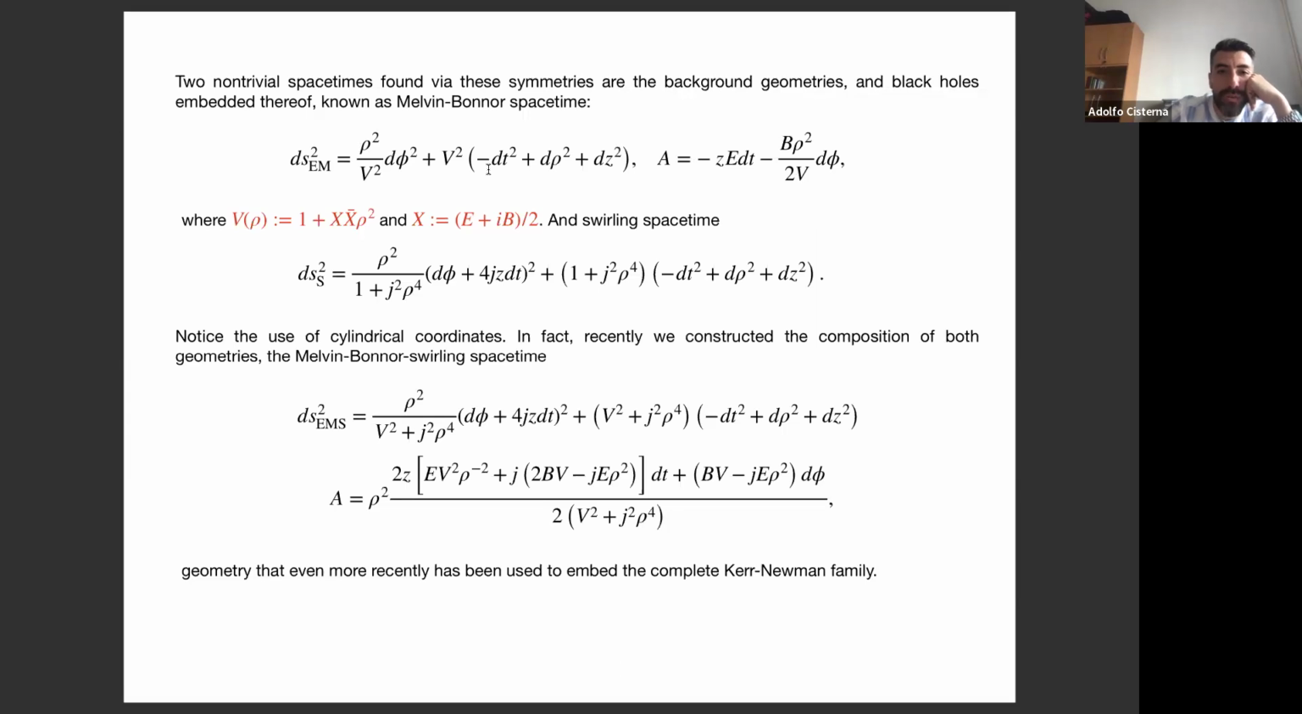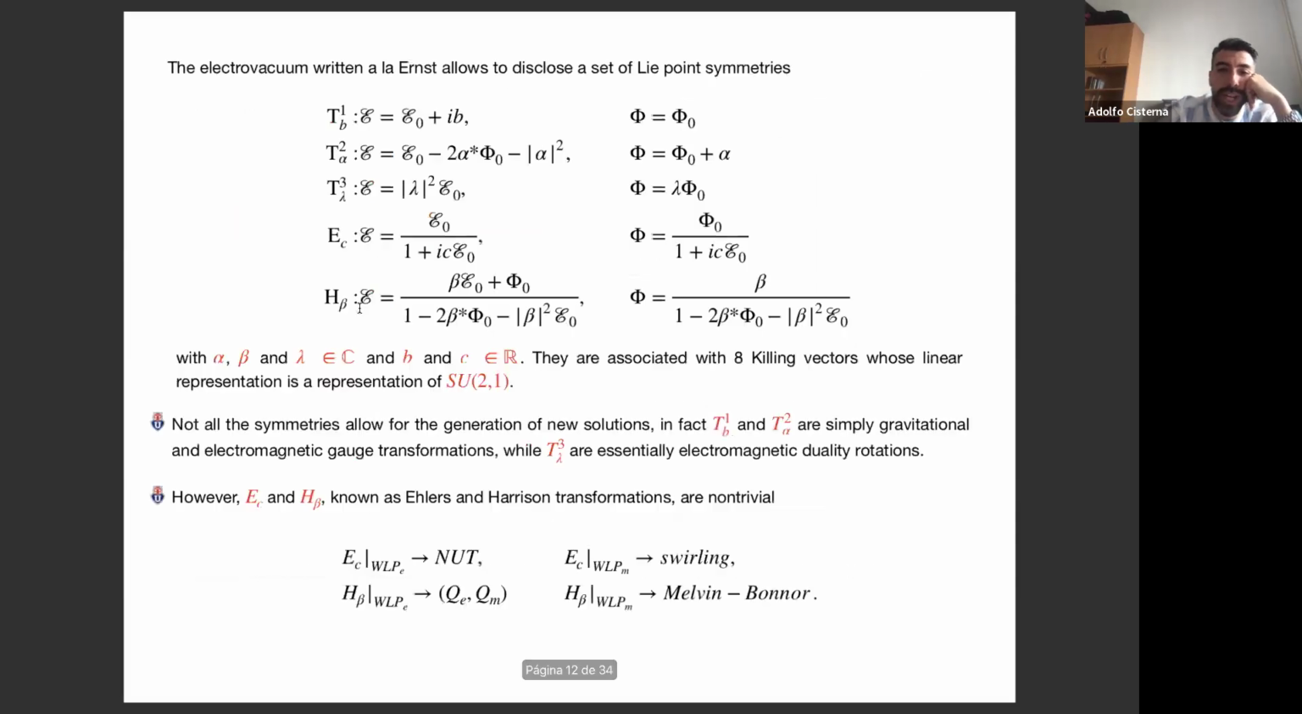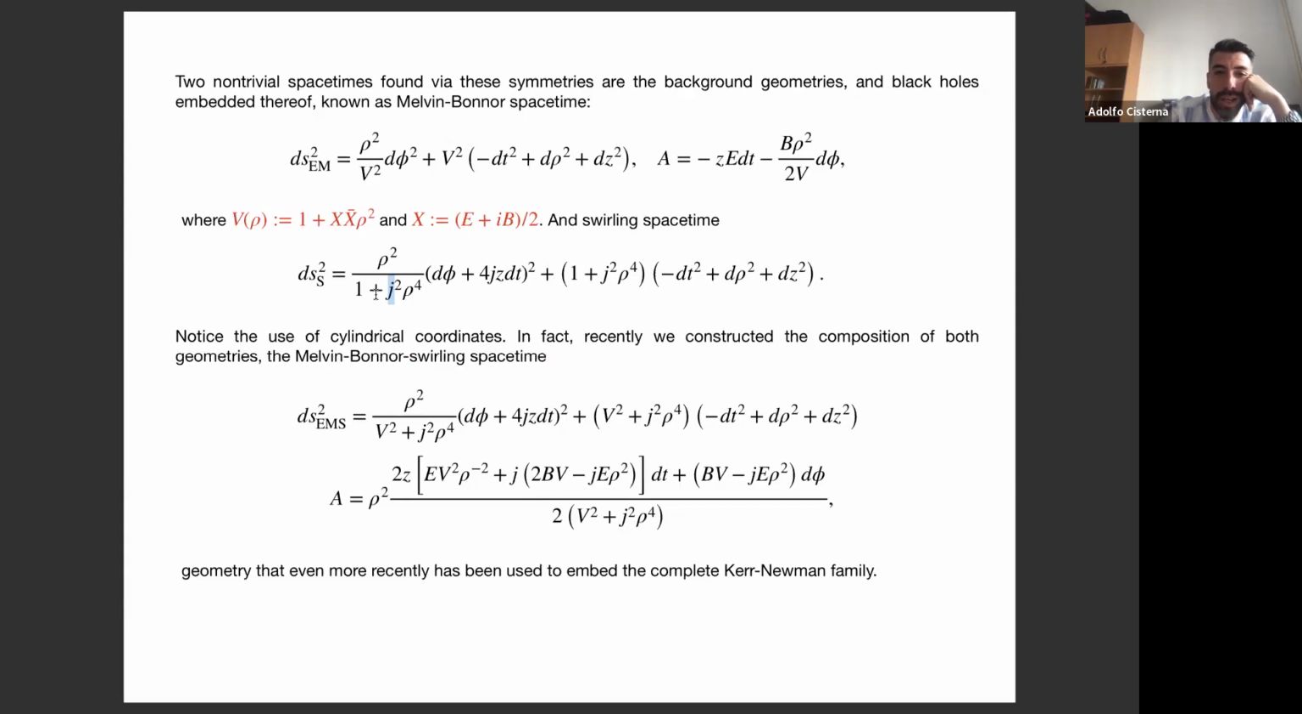The other spacetime I showed you before is the swirling one, and this is a very nice spacetime because it's a rotating spacetime in which the background is rotated. So if you see, I call J the transformation parameter of the Ehlers symmetry I showed you before. Before I called it C, now I'm using J, sorry for that. If I kill J, there is no rotation here because this is linear in J, and then you get Minkowski in cylindrical coordinates.